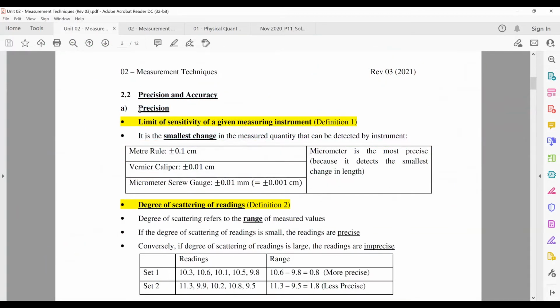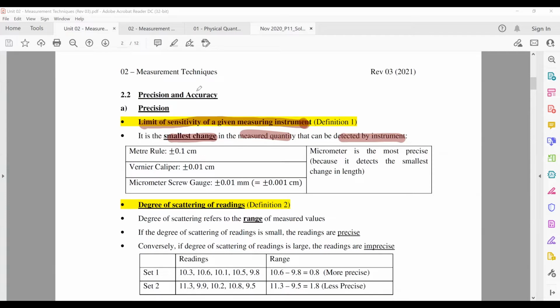Now, precision and accuracy are meant to describe the quality of your measurements. Precision has two separate meanings. It depends on the context in which it is asked. Precision, when applied to a measuring instrument, refers to the limit of sensitivity of a given measuring instrument. It is the smallest change in measured quantity that can be detected by your instrument.